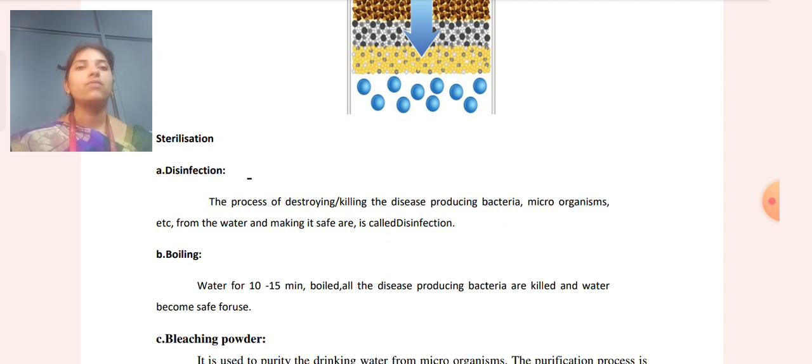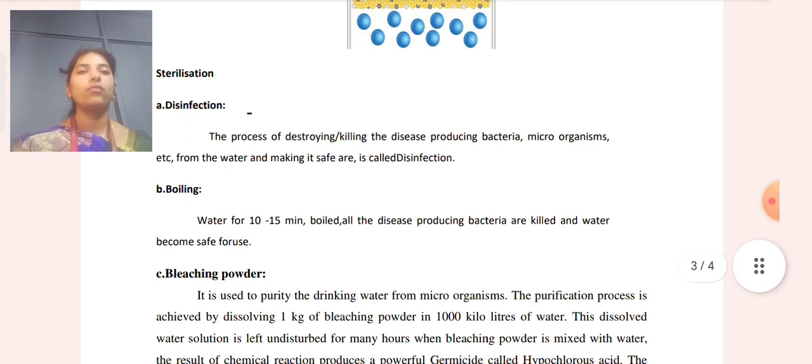Next one is disinfection. The process of destroying or killing the disease-producing bacteria, microorganisms, etc. from the water and making it safe is called disinfection. When water is boiled for 10 to 15 minutes, all the disease-producing bacteria are killed and the water becomes safe for use.